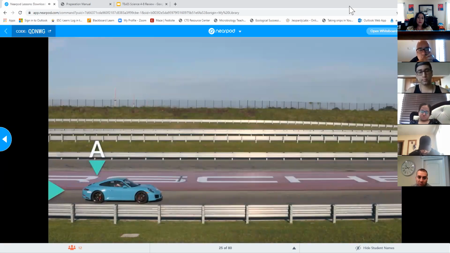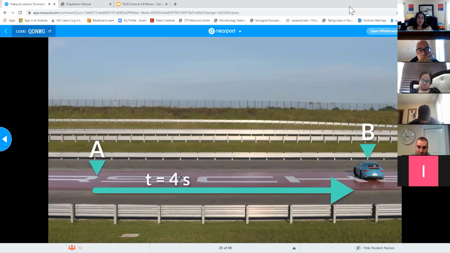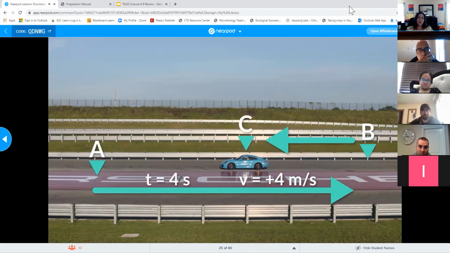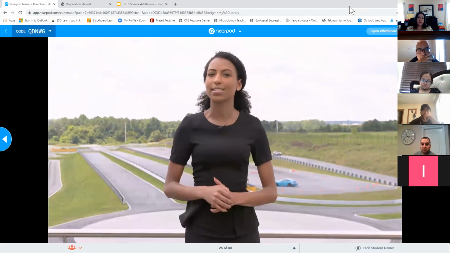So when the car was going from point A to point B, it was traveling the positive direction because we've designated right as the positive direction. If the car went from A to B in 4 seconds, then its average velocity was 4 meters per second going in the positive direction. But when the car was going from point B to point C, it was facing the other way. If it did so in 3 seconds, then it had an average velocity of 2.67 meters per second in the negative direction.